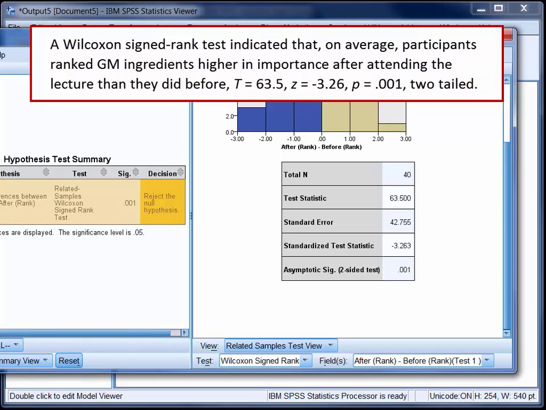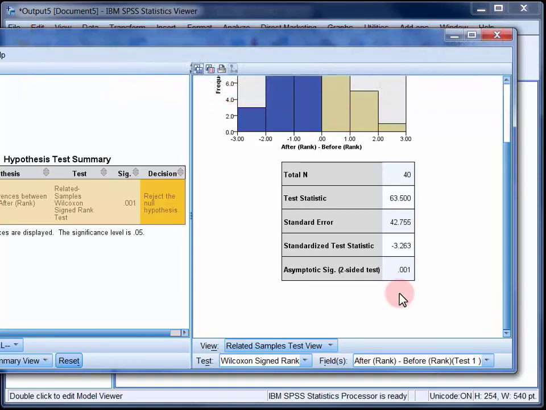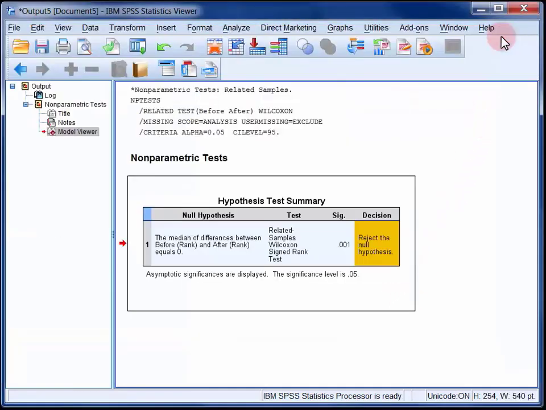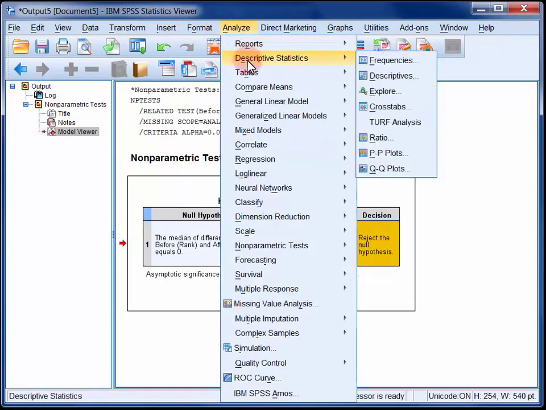You should also indicate the number of positive and negative differences and the number of ties somewhere, in addition to the median rank for both sets of scores. Those median ranks can be derived from the Explore option under Descriptive Statistics in the Analyze menu, which is here. And finally, you should report an effect size, and information about how to do this is provided in StatHand.